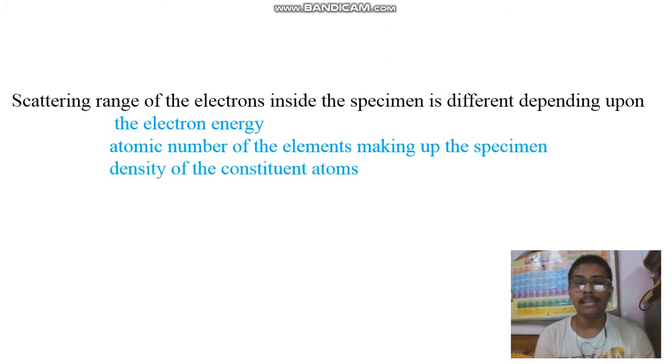Another is the density of the constituent element. Let's say in one place you have many atoms, in another place you have fewer atoms, of the same kind. Where you have many atoms, the scattering will be less or more as compared to the other. So the dark or bright spot in your image for those two points will be completely different. That's why the images are formed.